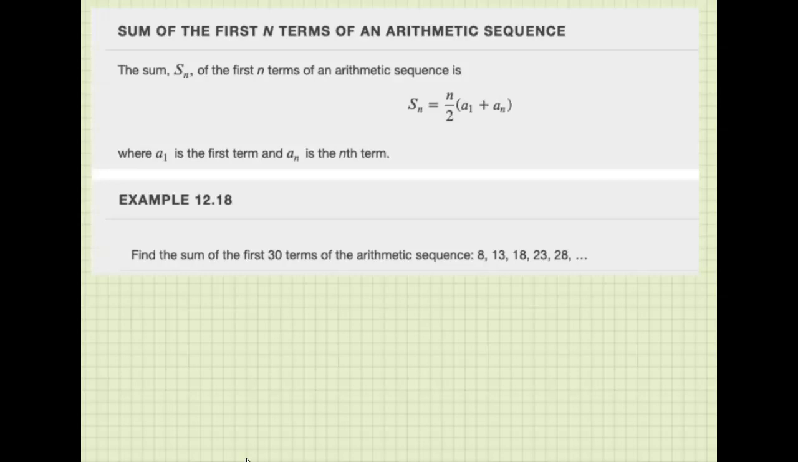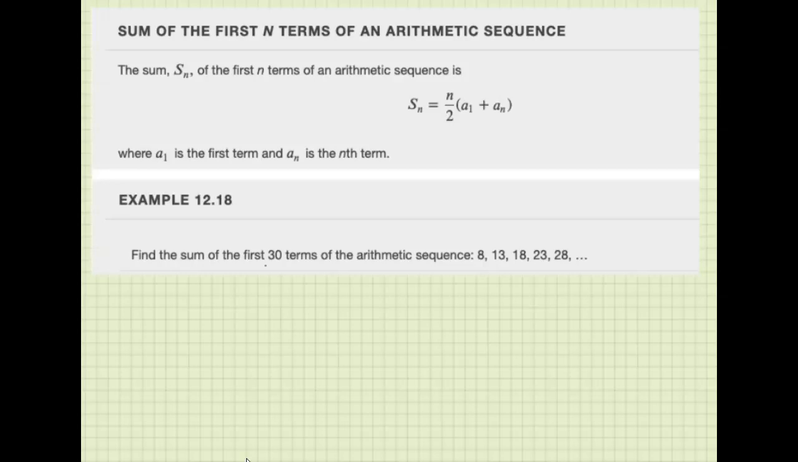So it's not just finding the sum of the first 5 terms, which would be pretty easy, but if you're trying to find the sum of like 200 or 1,000 terms, then you don't want to be adding 1 plus 2 plus 3 plus 4 plus 5 all the way to the 100th or 1,000th term. So this is a formula that is based on the first term in the sequence and the nth term in the sequence. You add them together and you multiply them by how many terms in the sequence, and then you divide by 2. Okay? So let's look at an example.